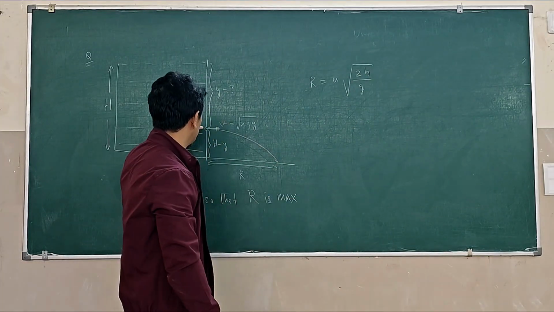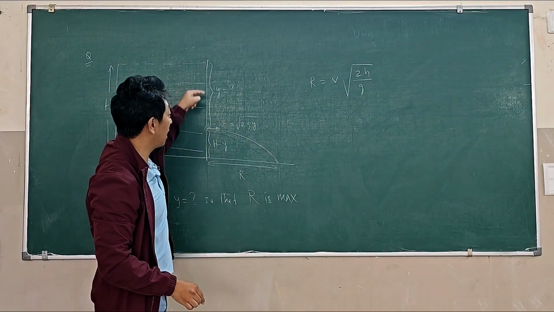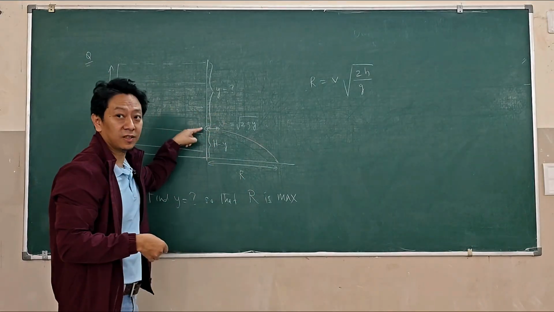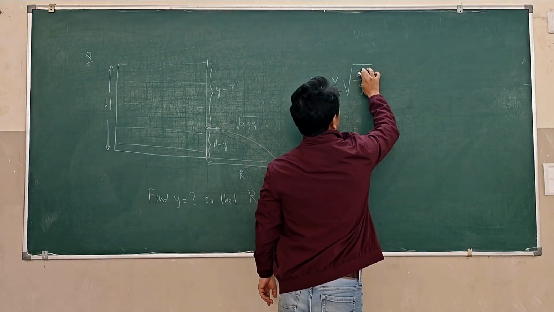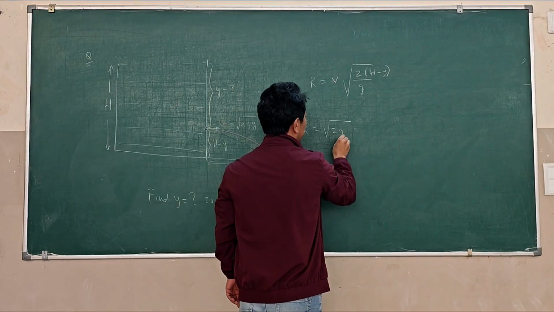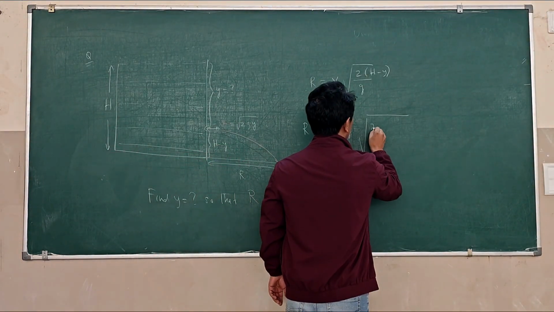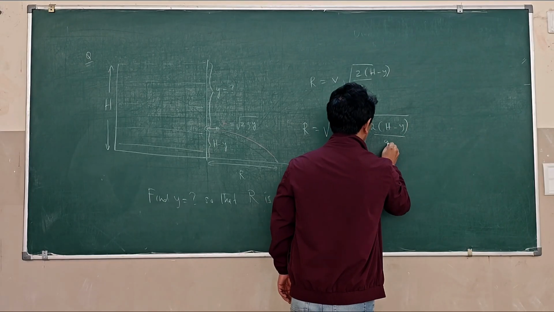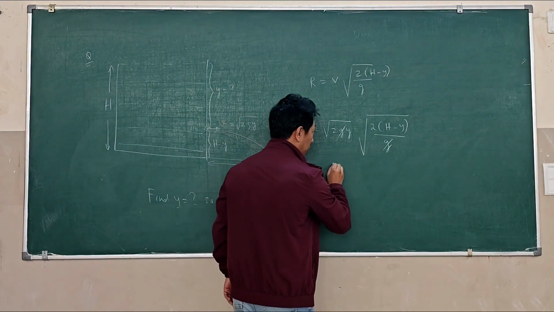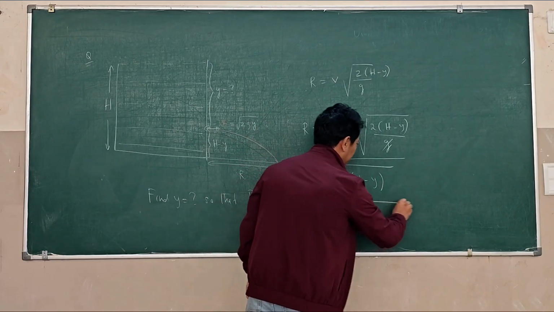But in this problem, what is u I have written as v. And h was this height, not this height. In projectile motion, this is your h, this is your r. Here what is h? Capital H minus y. Clear or not clear? What is v? Root of 2gy into square root of 2 (H minus y) by g. Root g we can cancel. So what will be r? Square root of 4y (H minus y). So this is your range.